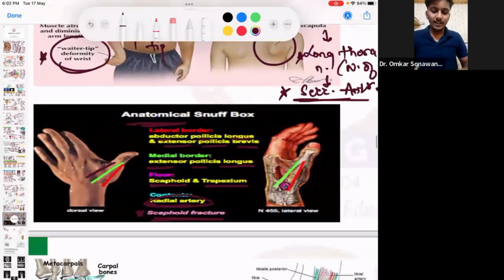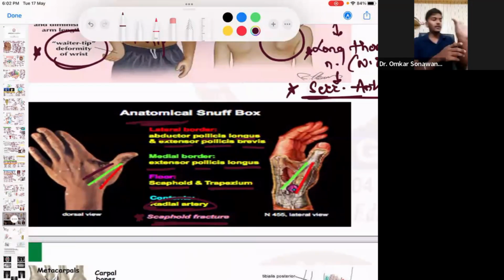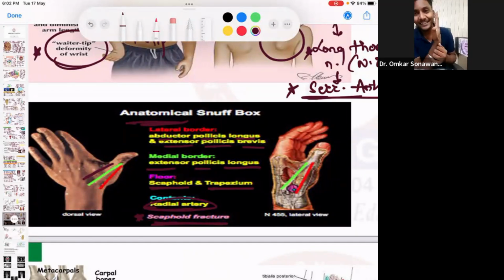Let us quickly revise the anatomical snuff box once. Lateral. So this depression that you can see over here, which is formed on the lateral aspect of the wrist, this is what is your anatomical snuff box.